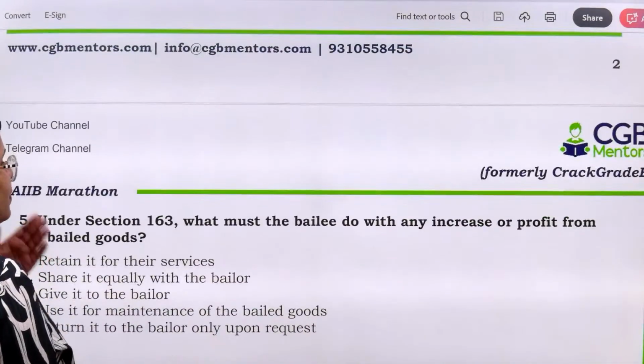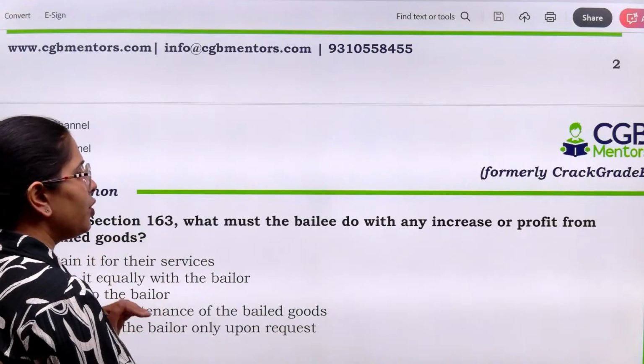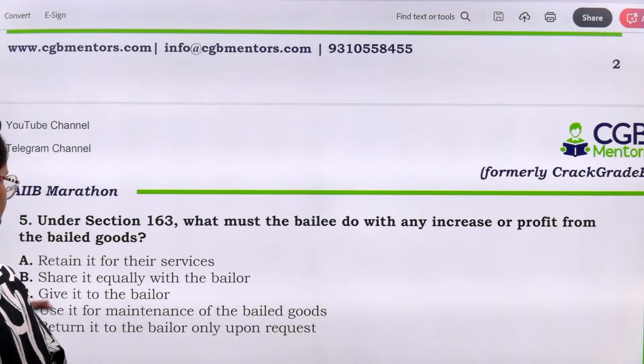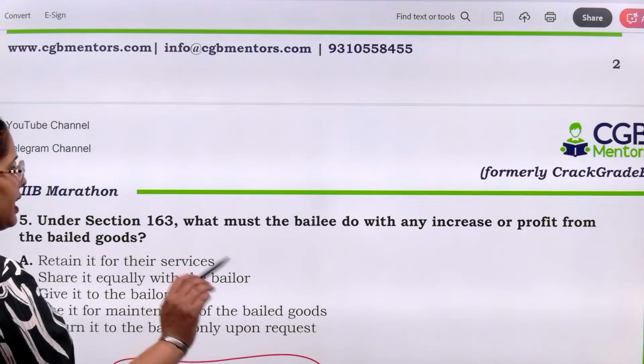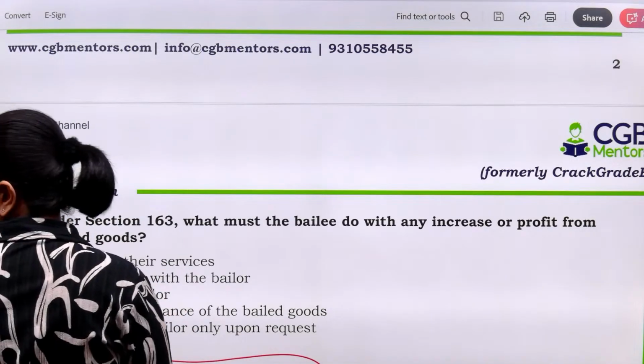Now, under section 163, what must the bailee do with an increase or profit from the bailed goods? So, it has to be given to the bailer. आपको ये bailor को दे देना है if there is any kind of increase or profit from the bailed goods.